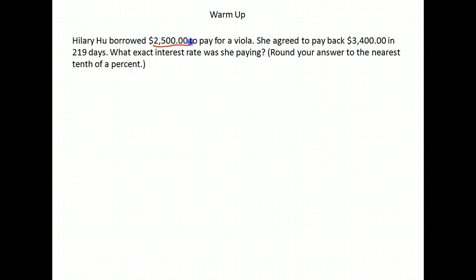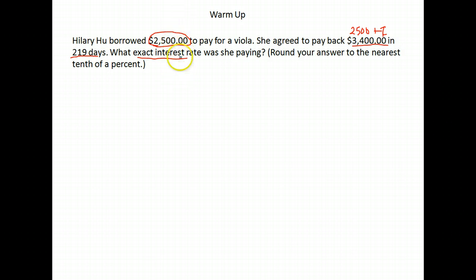All right, so here's our amount she's borrowed, $2,500. She, in the end, ends up paying $3,400 total. That's the original $2,500 plus the interest. She had it there for 219 days. We want to know what rate it was. Also notice that this is exact interest because that does make a difference.